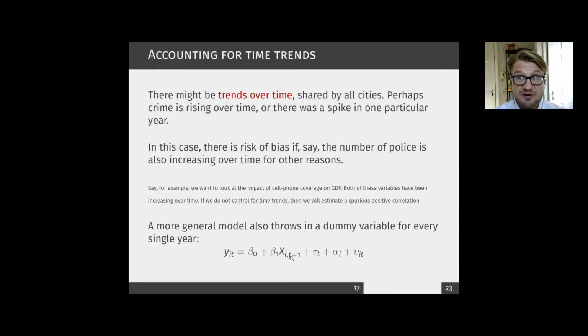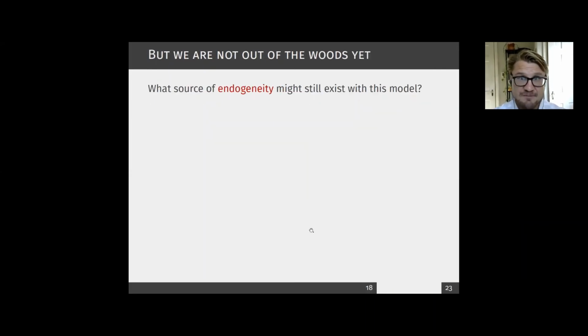This does not solve all of our problems, unfortunately. And this is important to understand. And this is unfortunately going to be a very common theme across all of our lectures, that every single quasi-experimental method, which wants to mimic an experiment, has its shortcomings and pitfalls. And in this case, there might still be endogeneity, because what we're doing is controlling for all of the time invariant characteristics, or the fixed characteristics of a city.